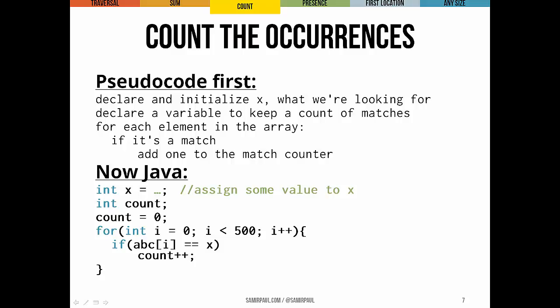The Java code looks pretty similar. If you'd like, pause it for a second and take a look. Key here is every time we're referring to ABC sub I, the current element of the array. Every time we go through the loop, it's a different value.